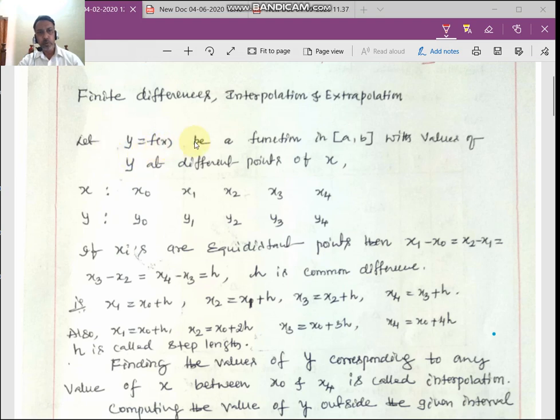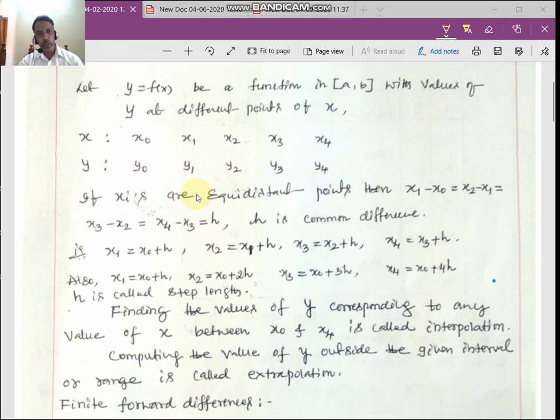Suppose there is a function y is equal to f(x) defined in an interval with the values of x given in the below data or table. X values are from x0 to x4 and y values are y0 to y4. Each xi are equidistant points. Then we can observe that the difference of two xi values will be always same, that is denoted by h, and h is the common difference, or it is also called the step length.